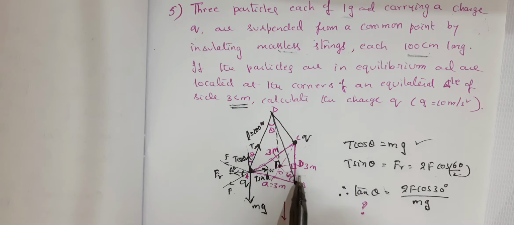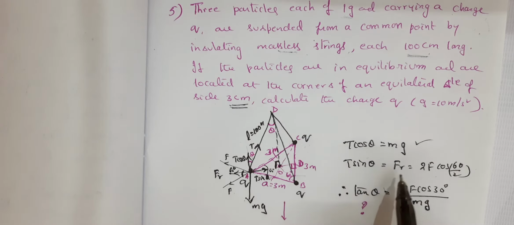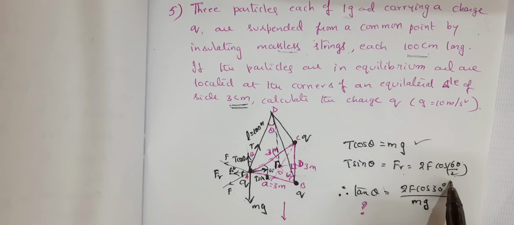Since it is an equilateral triangle, you know that at every vertex 60 degrees is there. If this is 60 degrees, this angle is also 60 degrees. So F_R acts in this direction opposing T sin theta, where T sin theta is equal to F_R. F_R is 2F cos(theta/2), that is 2F cos(60/2). So that is cos 30.